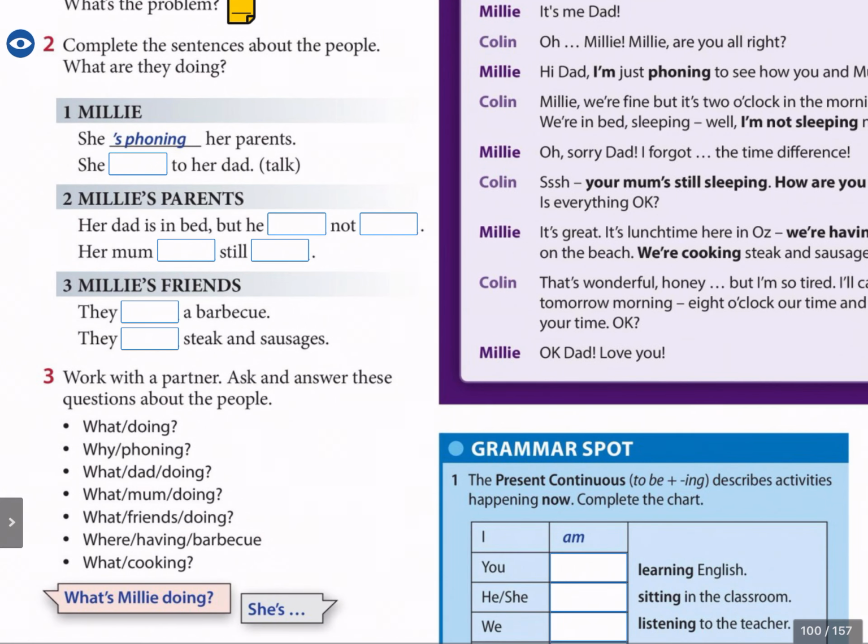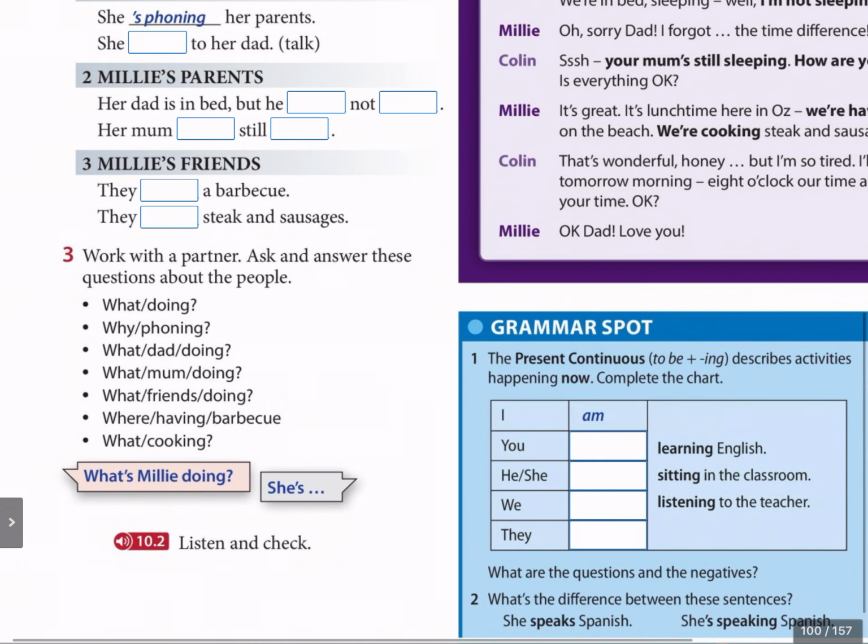Finally, we have a couple of sentences about Millie's friends. They are having a barbecue. Again, we drop the final E and then we add ing. They are having a barbecue. They are cooking steak and sausages.